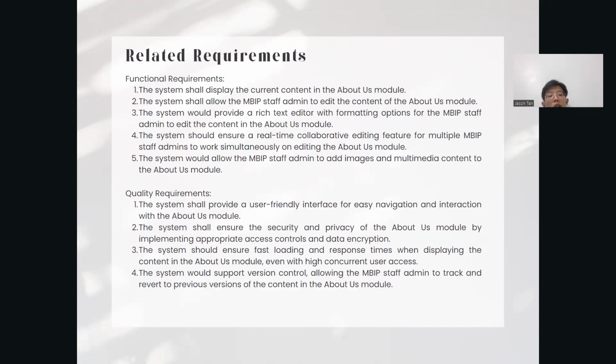And finally, the system shall allow the MBIP staff admin to add image and multimedia content to the About Us module. For the quality requirements, we have: the system shall provide a user-friendly interface for easy navigation and interaction with the About Us module. The system shall ensure the security and privacy of the About Us module by implementing appropriate access controls and data encryption. The system should ensure fast loading and response times when displaying the content in the About Us module, even with high concurrent user access. And finally, the system shall support version control, allowing the MBIP staff admin to track and revert to previous versions of the content in the About Us module.